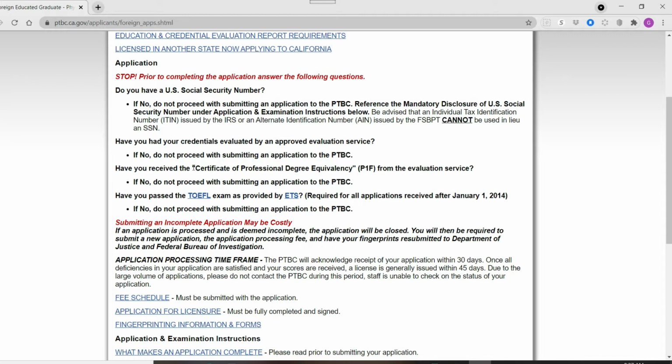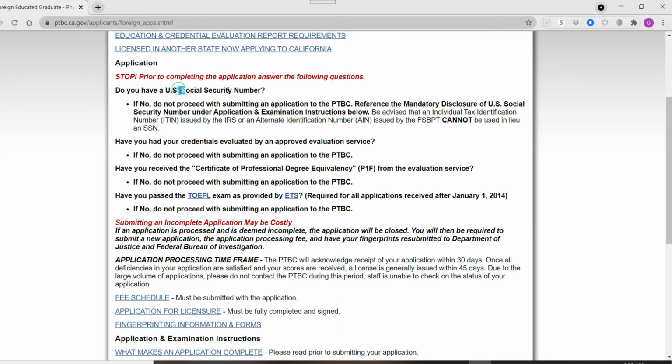So the certificate will be given to you by the credentialing agency, may it be FCCPT, ICD, IERF. You will receive that. If you haven't received that, do not apply to California. Have you passed the TOEFL exam as provided by ETS? If no, do not proceed with submitting an application to PTBC. So meaning, these are the vital requirements before you can start your application in California.